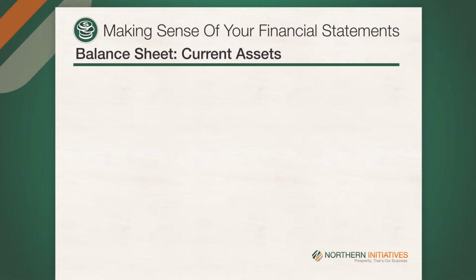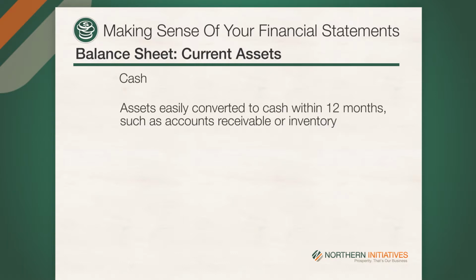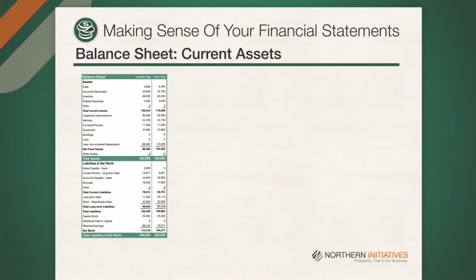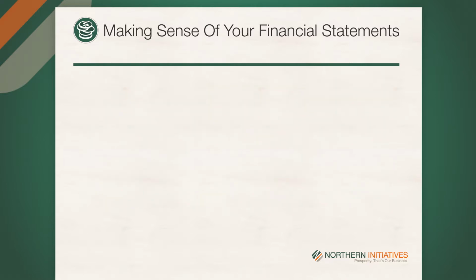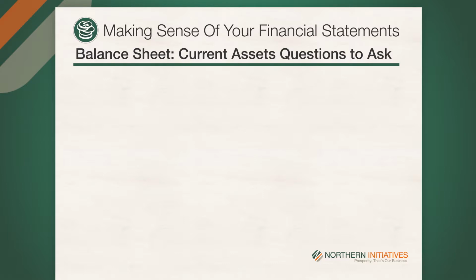Current assets are cash and assets easily converted to cash within 12 months, such as accounts receivable or inventory. In our case study, current assets have increased to $150,815 from the prior year of $119,850. The business is holding less cash but more accounts receivable and inventory. Here are some questions to ask yourself as you review your current assets.